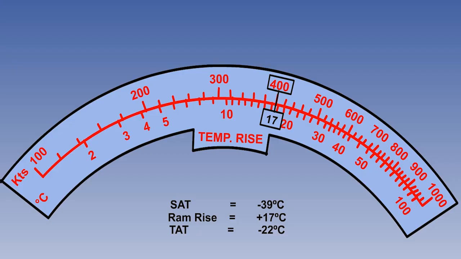So if, at 400 knots TAS, we have a TAT of, for example, minus 22 degrees Celsius, then the static air temperature would be minus 39 degrees Celsius.